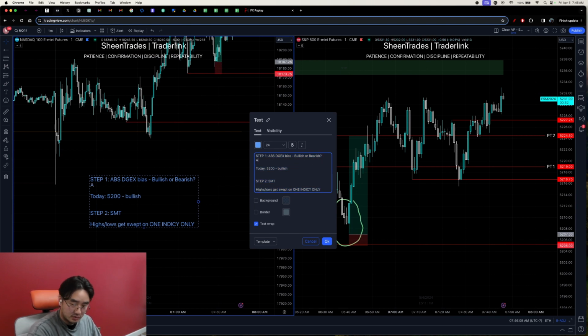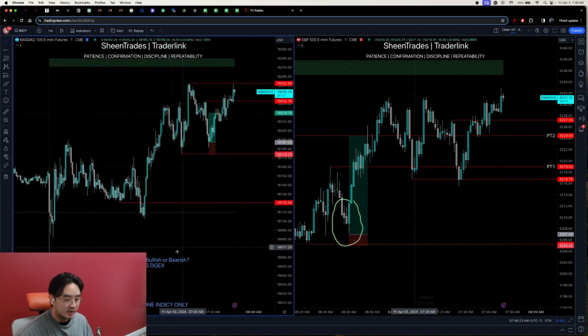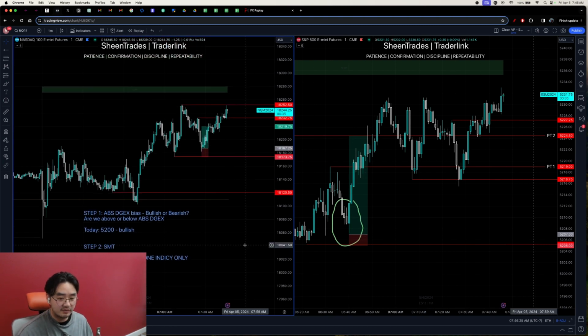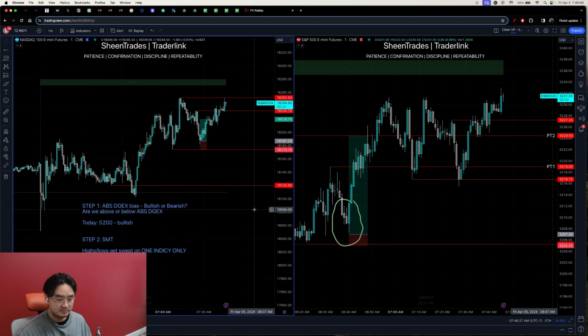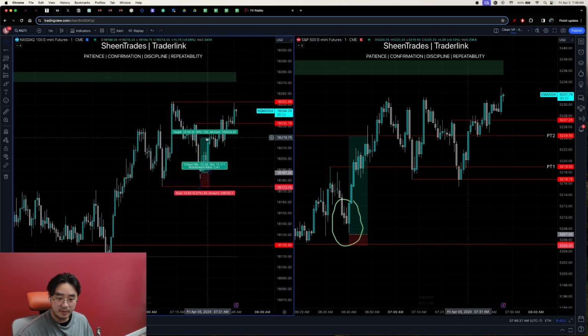So once again, the other step is, are we above or below ABS DGEX? Why? Because ABS DGEX will act like a magnet. So we are going to utilize that as our bias. Have you ever traded ICT and not known how to get the bias? And guess what? You now have a method to get a bias: ABS DGEX on the dashboard. And look, this trade still would have panned out.